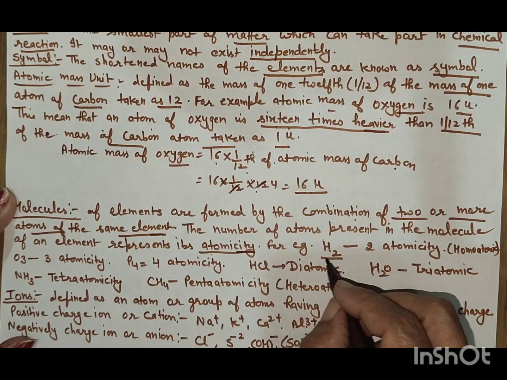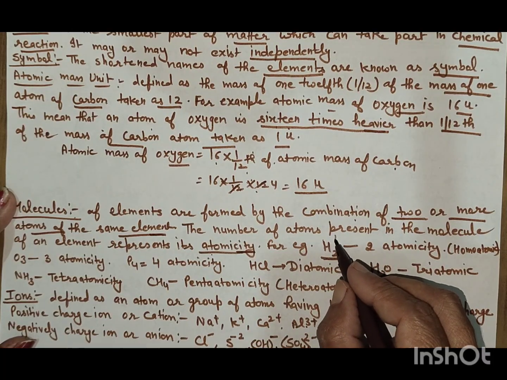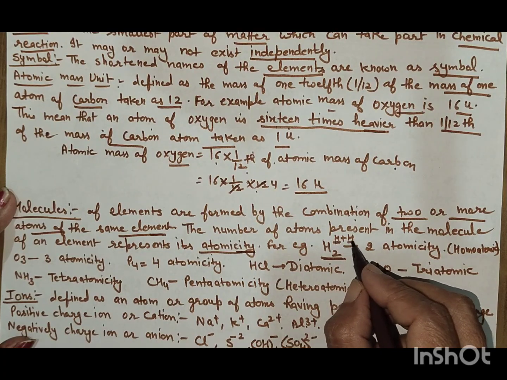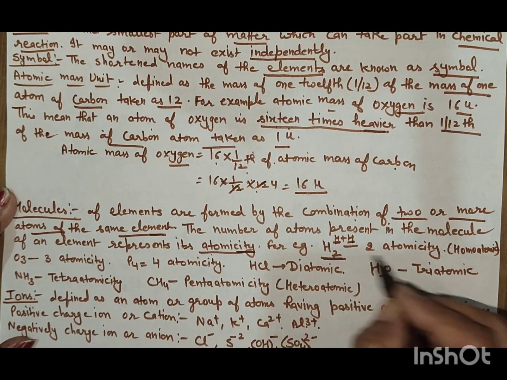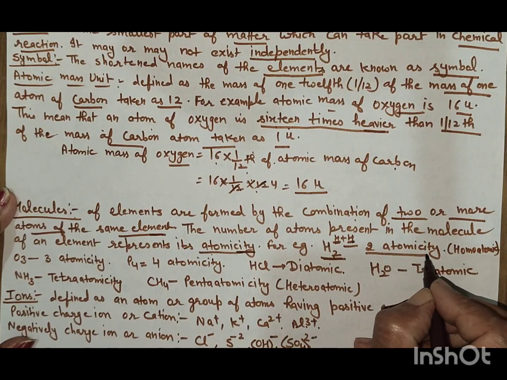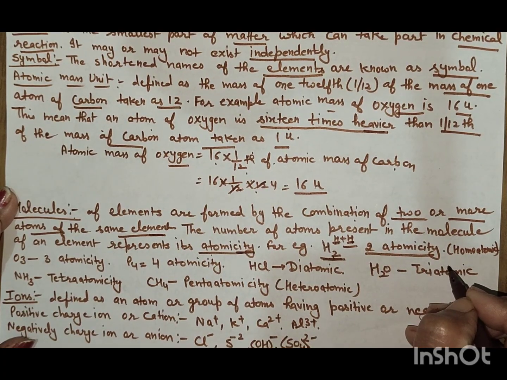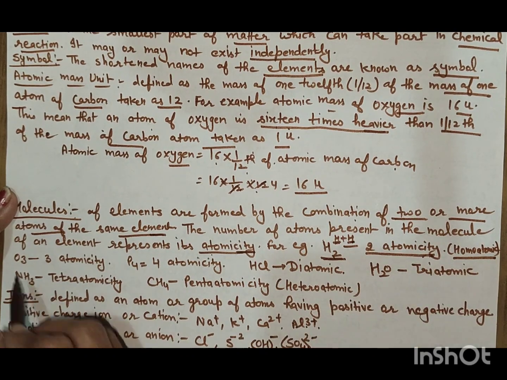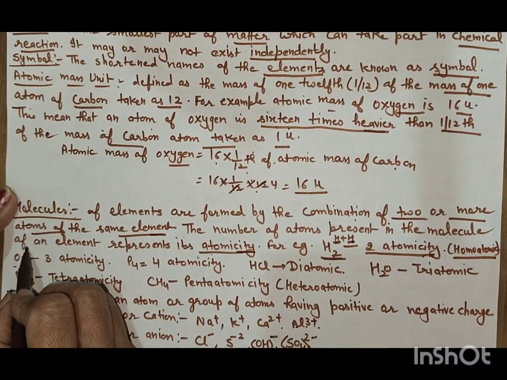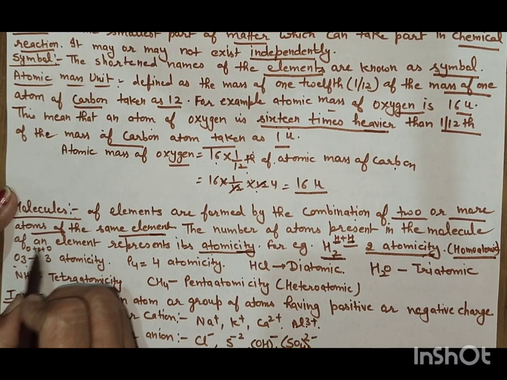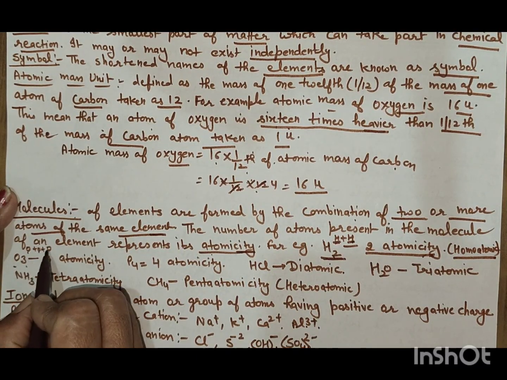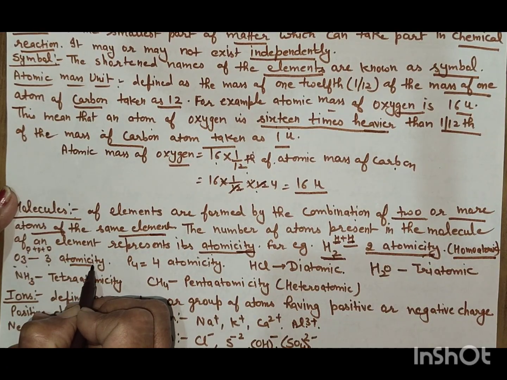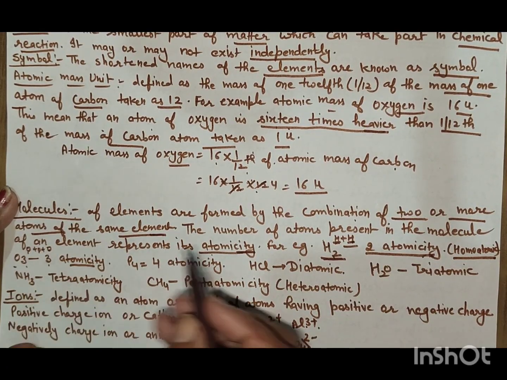For example, H2, H plus H. It means there is one atom of hydrogen and one atom of hydrogen. It becomes H2, then the atomicity of hydrogen is 2. If it is the same atom, then it is called homoatomic. O3 means three O's combined together, meaning 3 atoms of oxygen are present in it. Then the atomicity of O3 is 3.